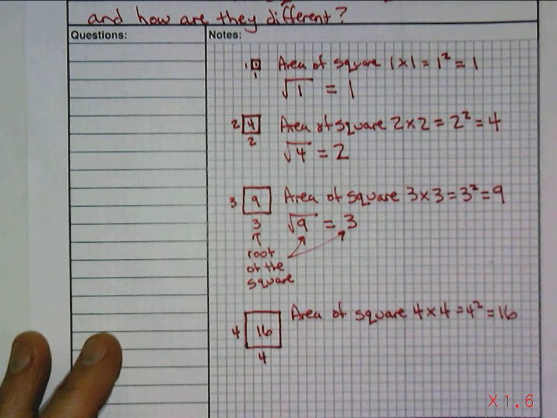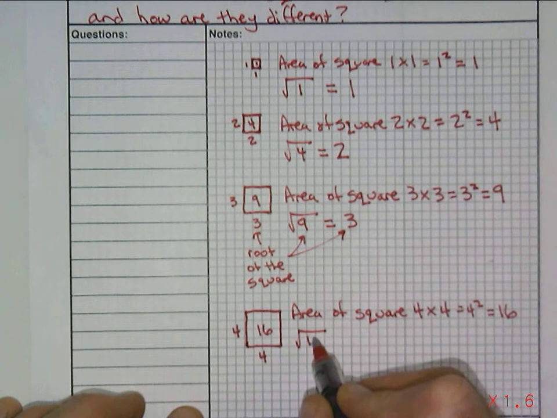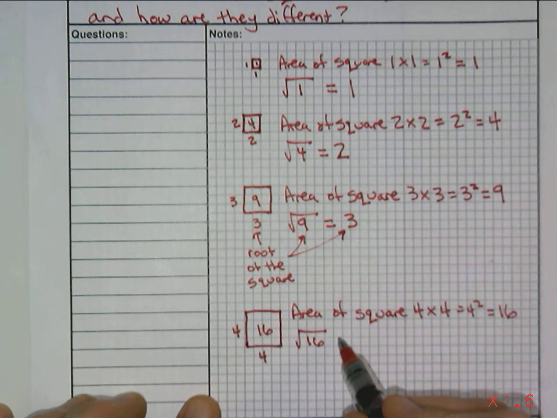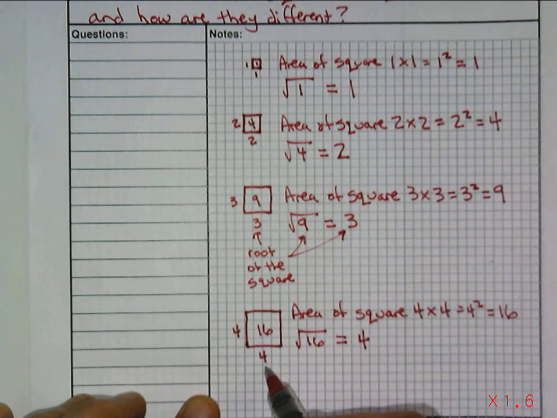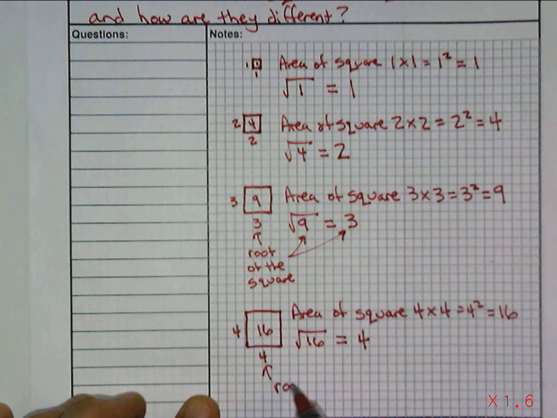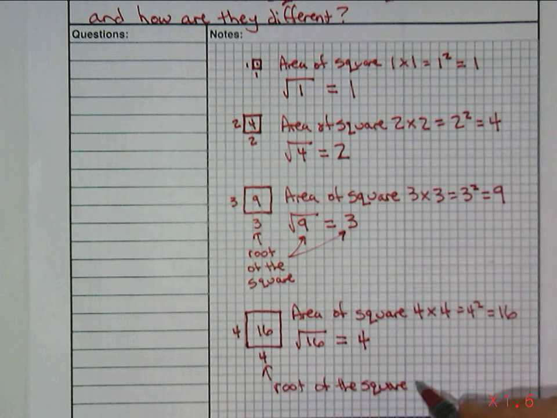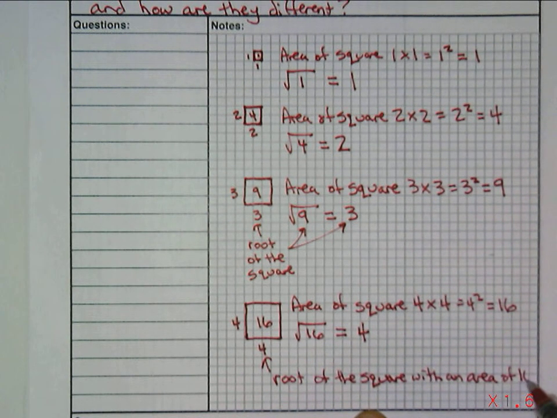And again, if we take the root of this square, in other words, if we undo the square, if I had a square whose area was 16 and I want to know its side lengths, then it's the root of the square. In other words, this number is the root of the square, and in this case, it's the root of the square with an area of 16 square units.